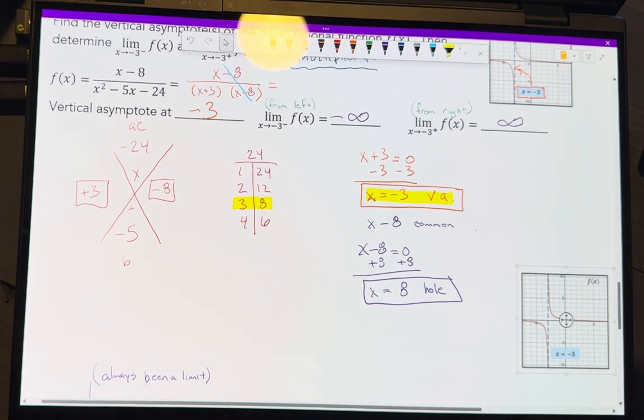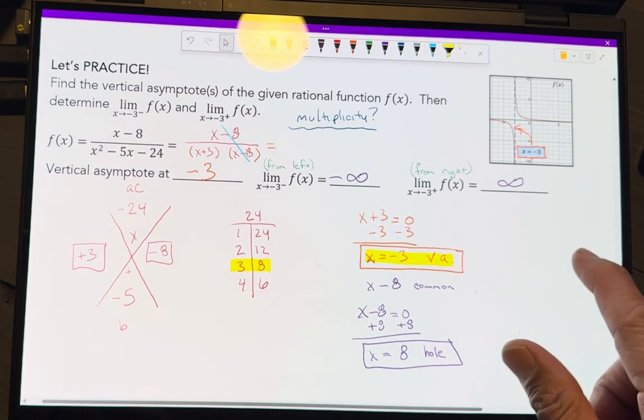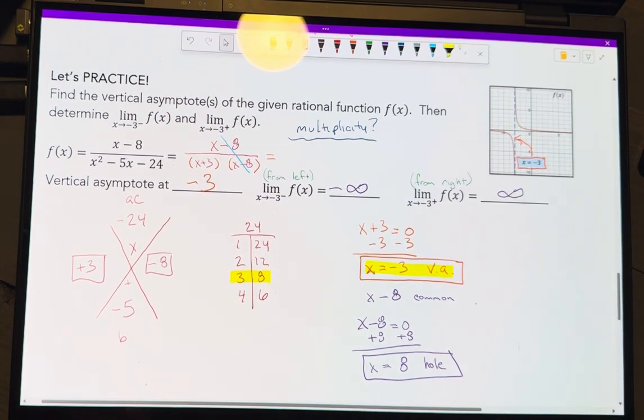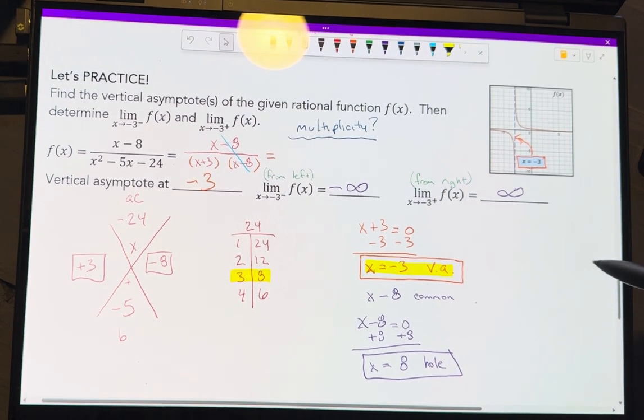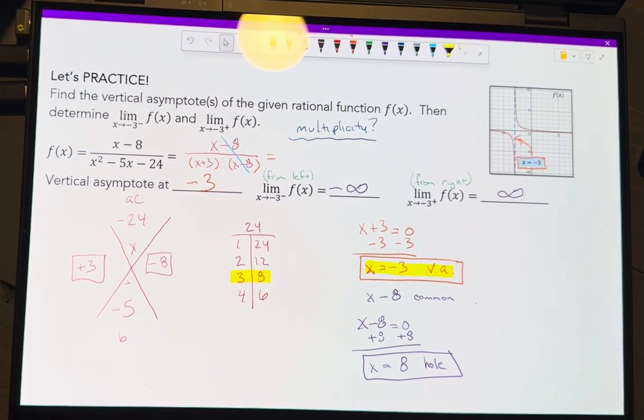Okay, so let's get rid of this. We don't need that. All right, so let me zoom out so you can see the whole problem. We have our hole and we have our vertical asymptote.